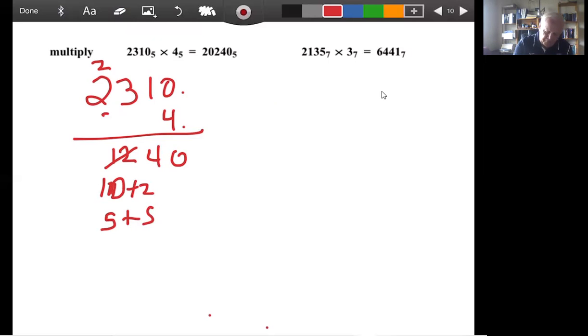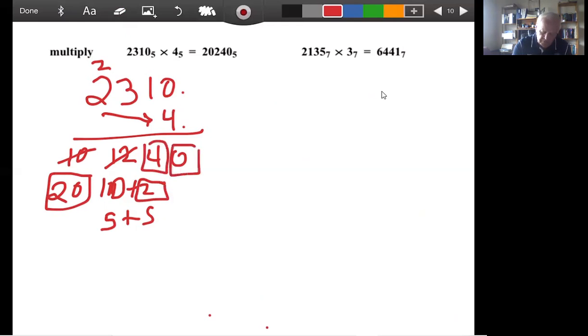Now 2 times 4 is 8, and 2 is 10, which is written as 2 5s, 0 1s. So you can see we end up with 2 4 0, which is what we had right there. So it worked out really nicely. It's just a matter of regrouping when you get answers.